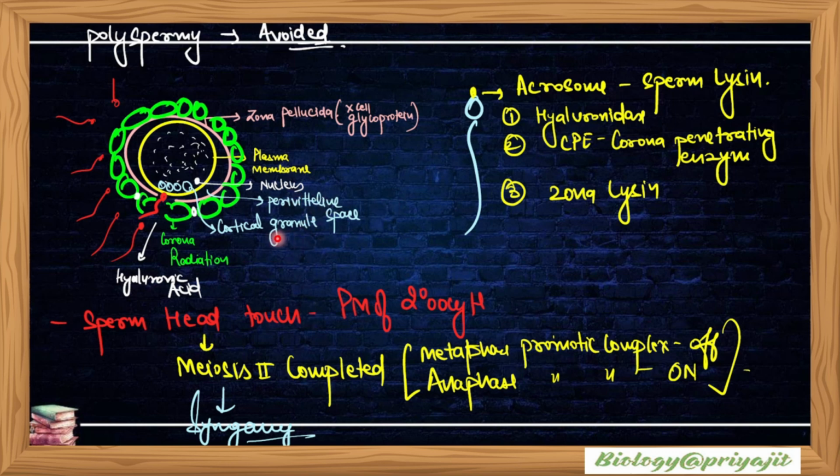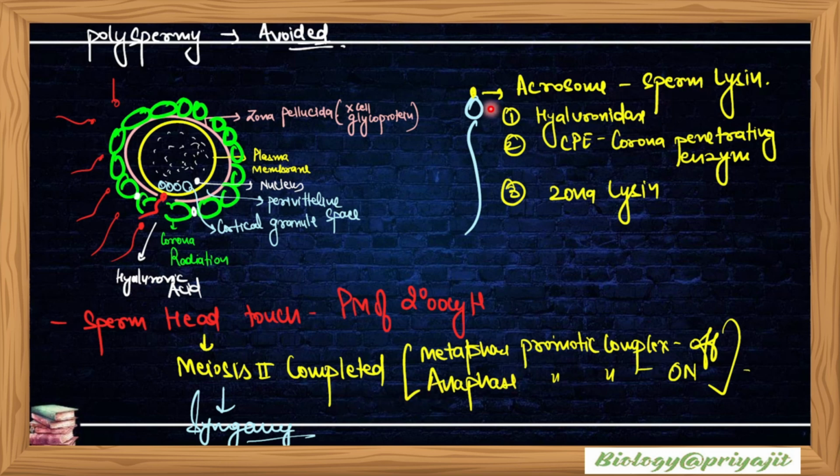So the hyaluronic acid layer is there. The sperm head can touch the plasma membrane of the secondary oocyte. When meiosis 2 is completed, the metaphase promoting complex is off and the anaphase promoting complex is on. So it initiates the process of syngamy.